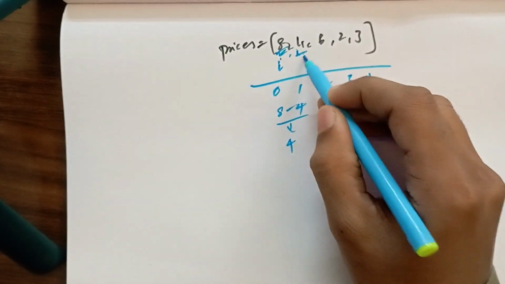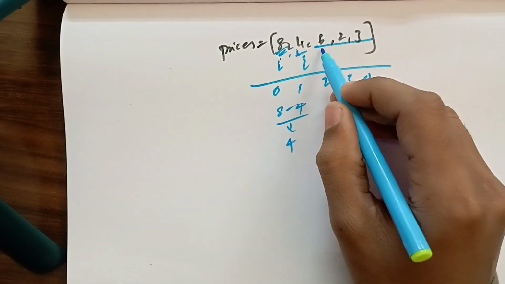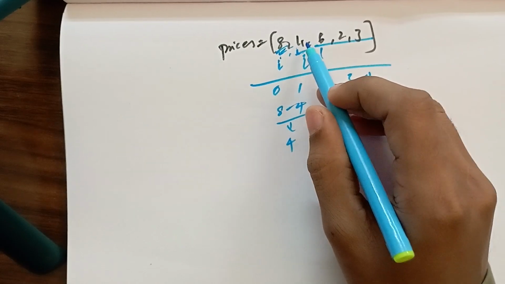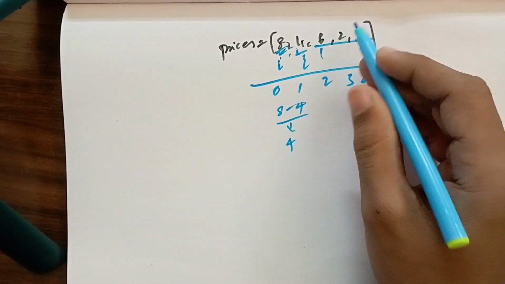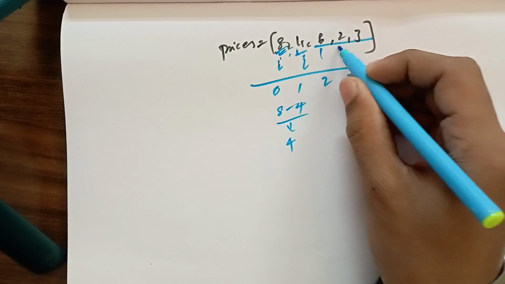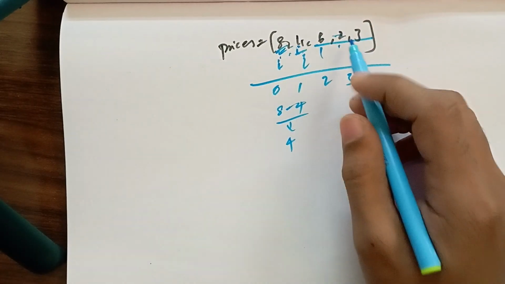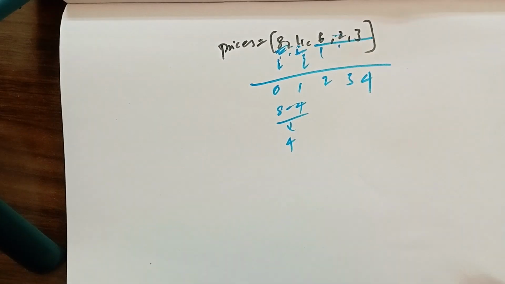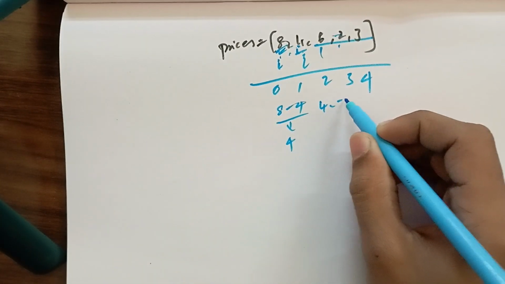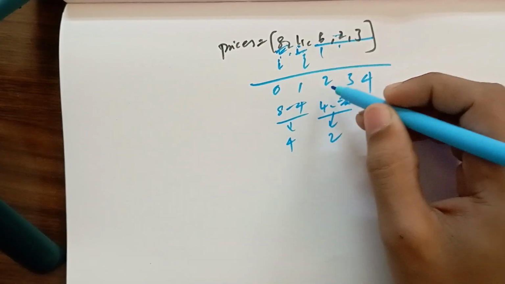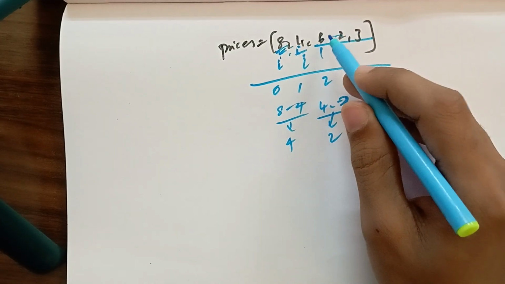Now come to here, i is here. Now iterate from j is here. Now 6 is not less than or equal to 4, so go to the next element. Here it is j. Now 2 is less than or equal to 4, so we will apply the discount. 4 minus 2 will give us 2. And for 6, we got 6 here.